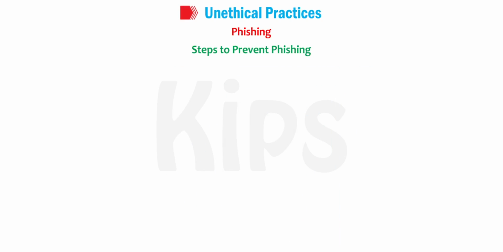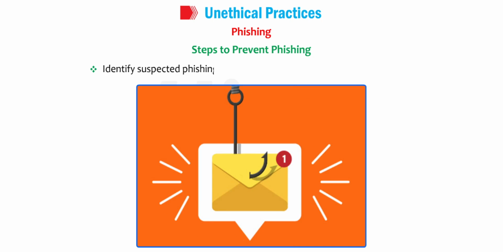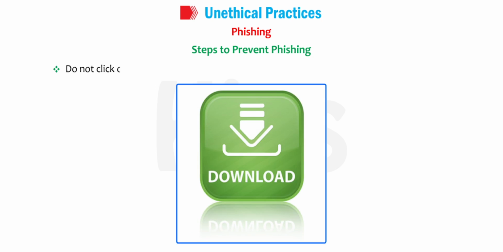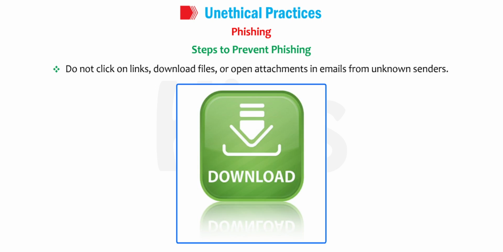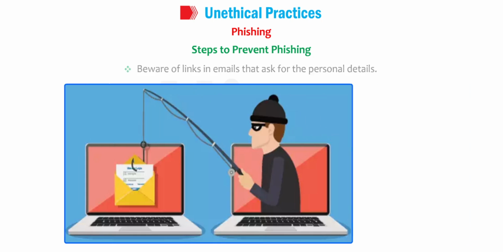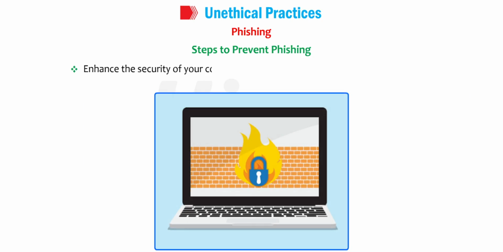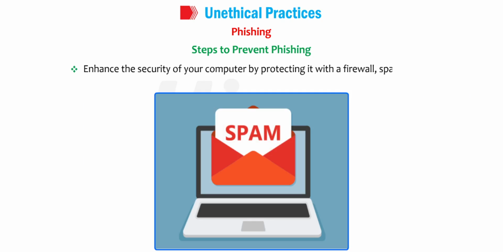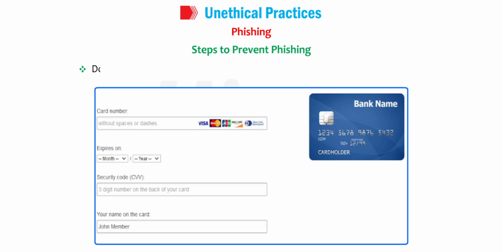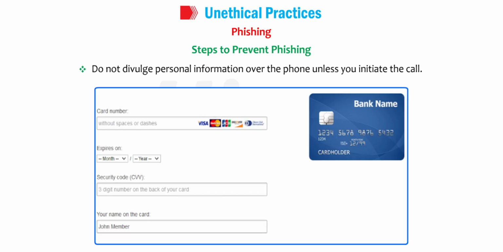Steps to prevent phishing. Identify suspected phishing emails that come from unrecognized senders. Guard against scams. Do not click on links, download files or open attachments in emails from unknown senders. Be aware of links in emails that ask for personal details. Enhance the security of your computer by protecting it with a firewall, spam filters, antivirus and anti-spyware software. Do not divulge personal information over the phone unless you initiate the call.